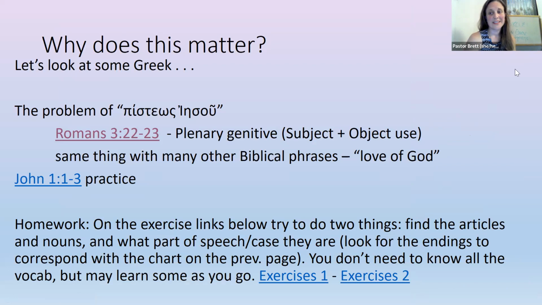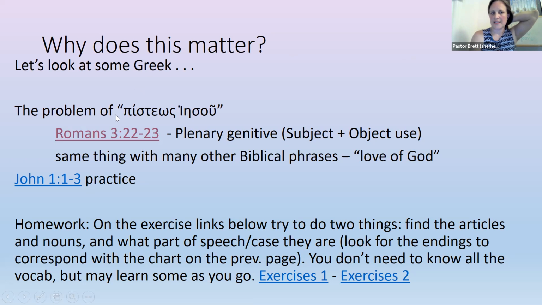So let's look at some Greek and think about how much religion and faith and theology and all these kind of things have been used throughout history, and how much one little phrase and how we translate it can make a big difference in people's lives or what they believe. So we have this phrase in Greek that's on your screen here. It's not really a problem. It's just a really important phrase, but translating it can be a challenge.